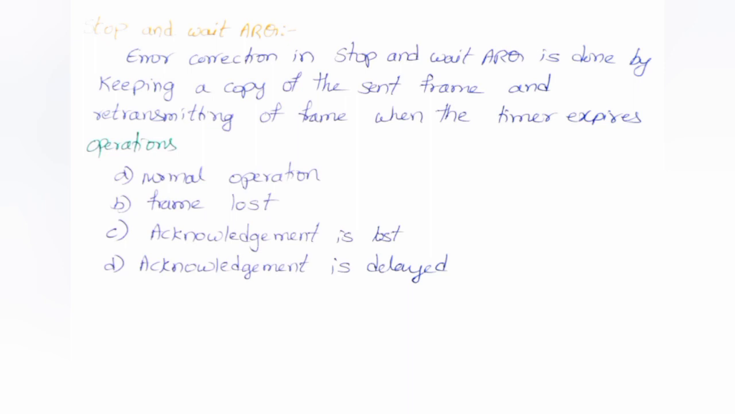There are some operations of the stop and wait ARQ: the normal operation, frame loss, acknowledgement loss and acknowledgement is delayed. These are the four types of operations in the stop and wait ARQ.